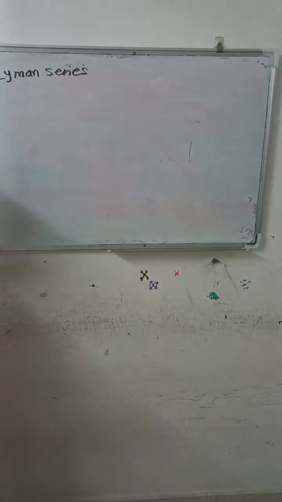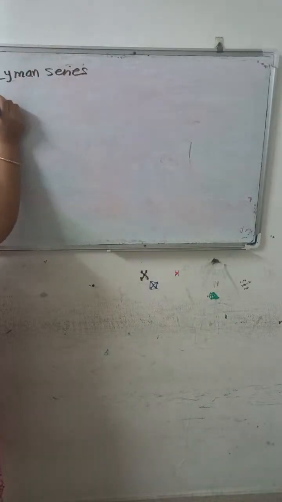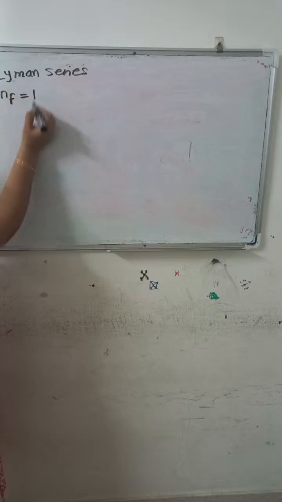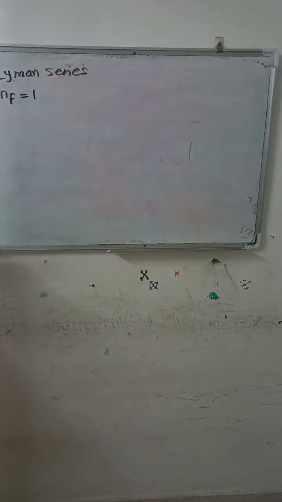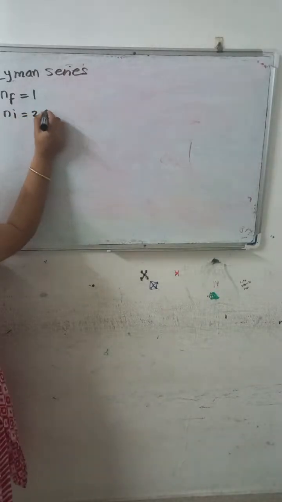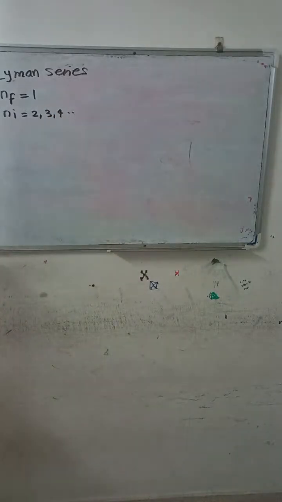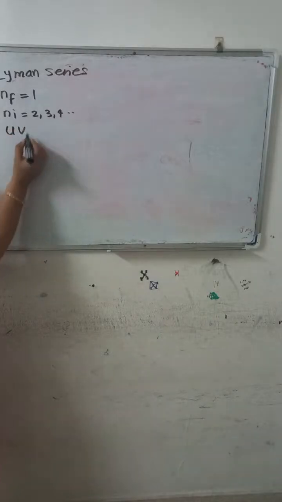And for the Lyman series, it jumps to the first orbit. Always it jumps from infinite to the first orbit, so n final is nothing but 1. And n initial means where it will come from. It will come from maybe 2, maybe 3, maybe 4, and so on up to infinite. It's very important. And this always lies in the UV region.